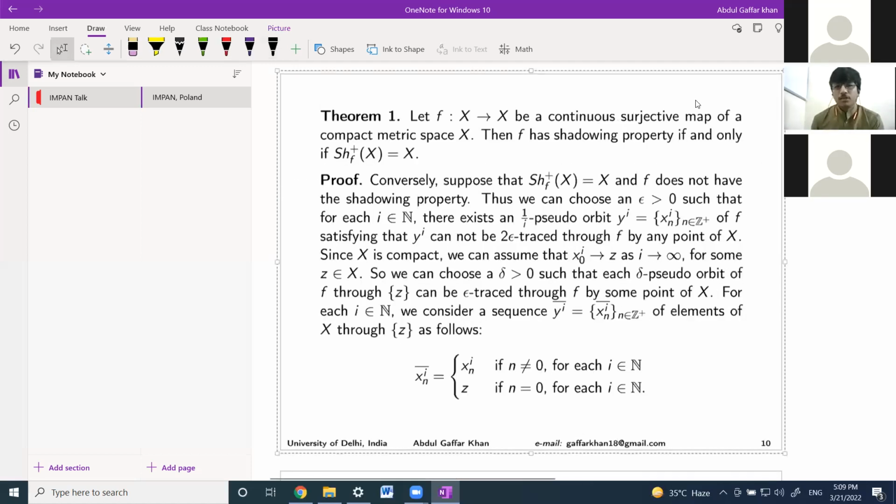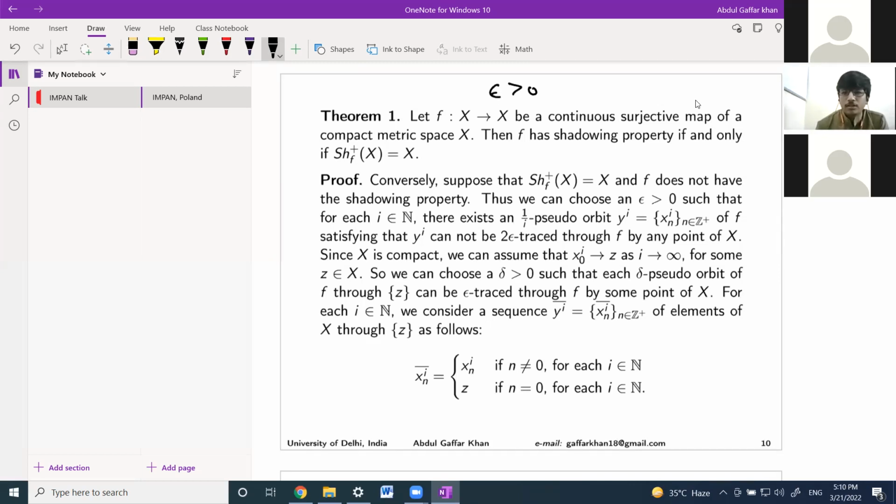So let me give you a proof of this fact. Definitely, if F has the shadowing property, then the set of all shadowable points is the whole space X, as for every epsilon greater than 0, we can find a delta which will work for every point of the space. The forward implication is not a difficulty. To prove the converse, we assume that the set of all shadowable points is X and, to the contrary, that F does not have the shadowing property.